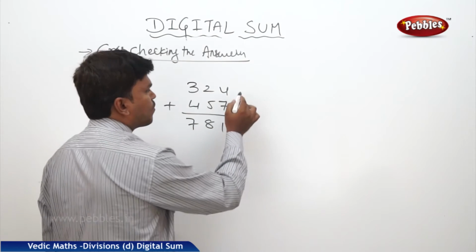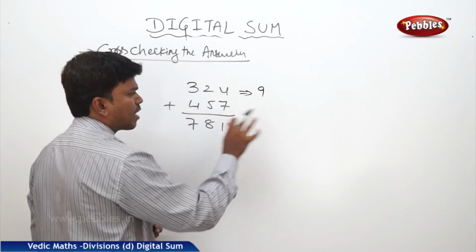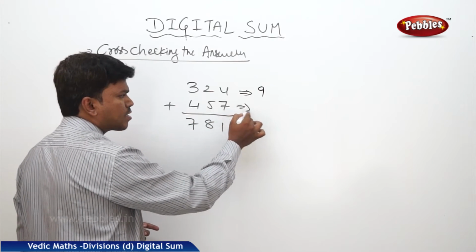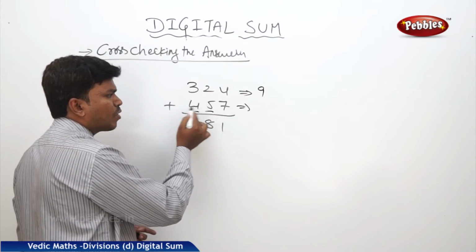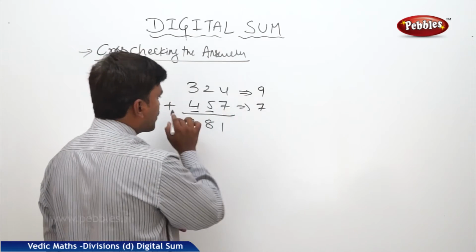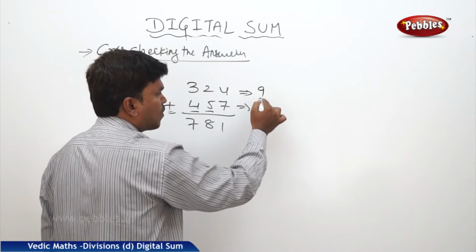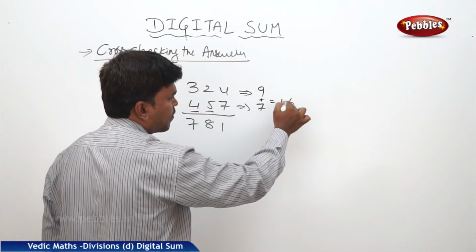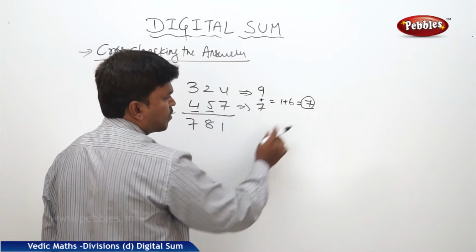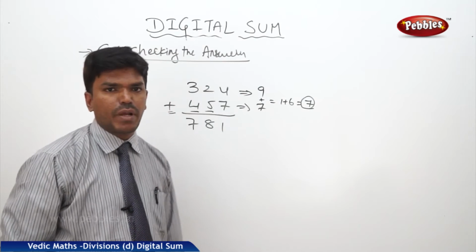If I want to do it in a faster way, I will take the digital sum. 3 plus 2, 5, 5 plus 4, 9. So 9 is the digital sum of this number. What is the digital sum of this number? 4, 5, 9 can be ignored, so 7. 9 plus 7 is how much? We are doing the addition only, right? So I am adding the digital sums of the numbers. 9 plus 7 is 16. Again 1 plus 6 is 7. So I got the digital sum as 7 for my answer.